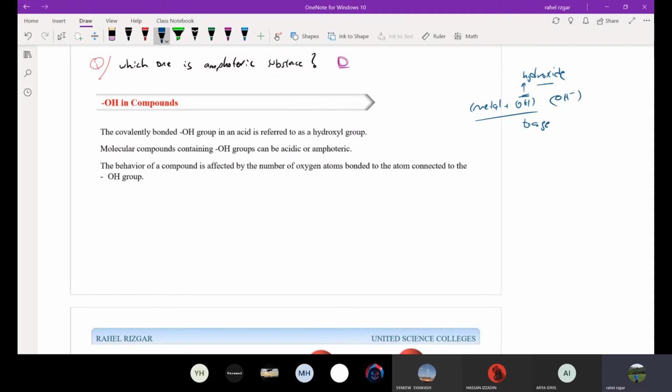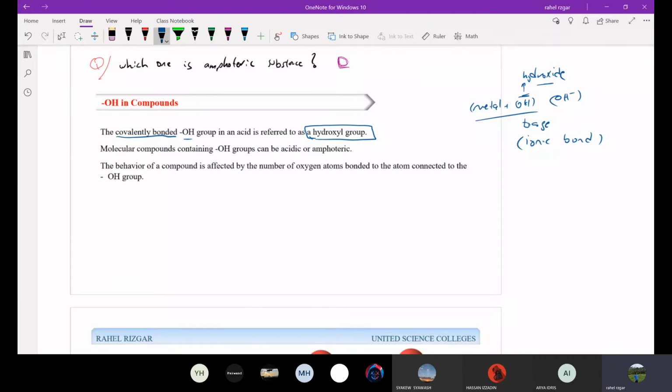But what we are talking about here, we are not talking about bases. This is an ionic bond. Between the metal and the OH is an ionic bond. But in here, we are talking about a covalently bonded OH group. In an acid, it's referred to as a hydroxyl group. Instead of hydroxide, we call it hydroxyl.